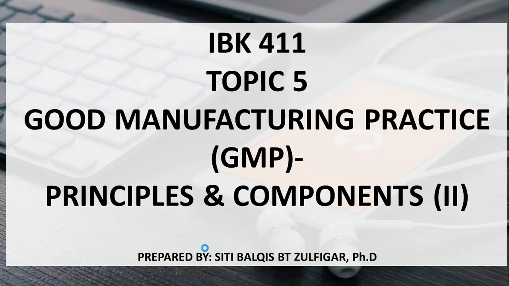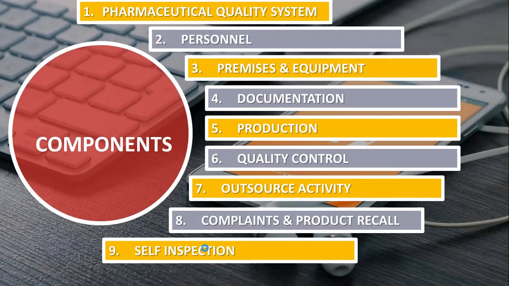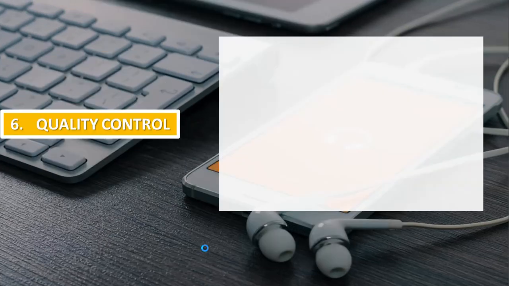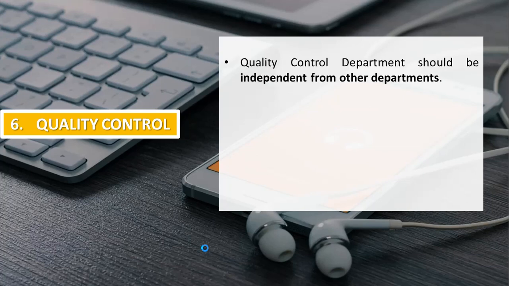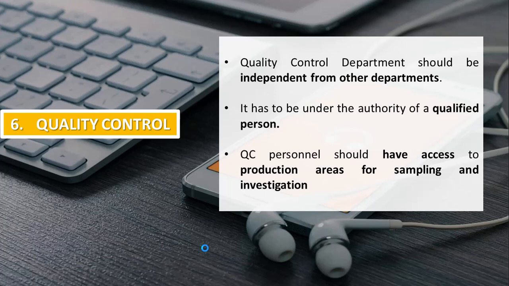We will now continue to discuss the components of the GMP. We will continue to component number 6, the quality control. The quality control departments must be independent from other departments to avoid any biased decisions. This QC department must be under the authority of a qualified person. The QC personnel may have access to all production areas to allow sampling and investigative activities.